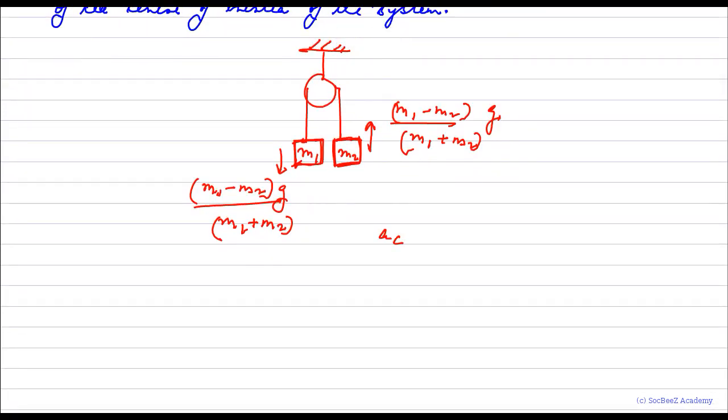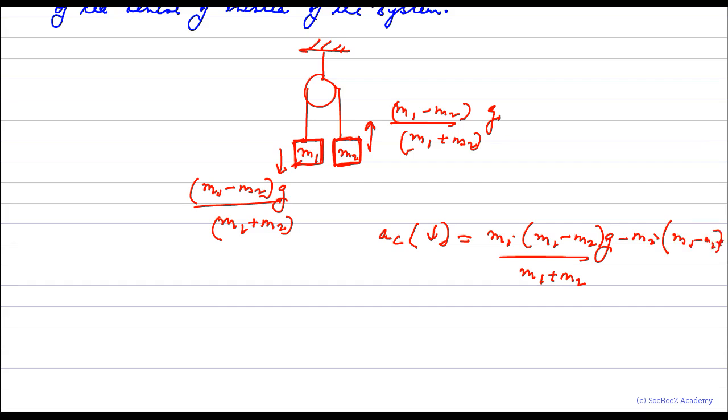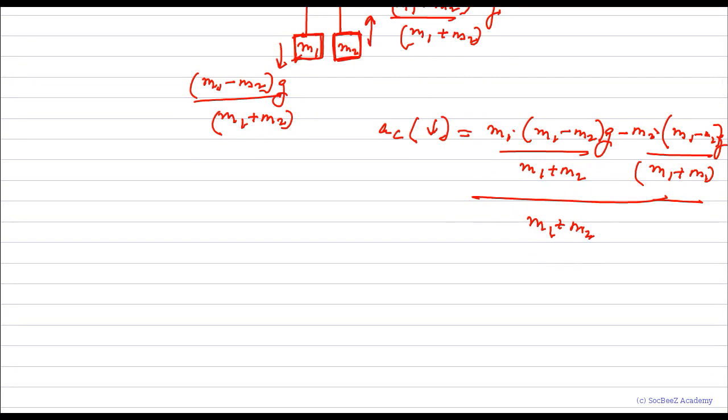Fine, so AC, if I take downward as positive, I'll write down AC is going to be equal to m1 into m1 minus m2 into g upon m1 plus m2, that is m1a1 plus m2a2. Since a2 is directed in the vertically upward direction, I'll write down minus m2 into m1 minus m2 into g upon m1 plus m2. Okay, this whole divided by m1 plus m2. Okay, so this is going to be the acceleration of the center of inertia of the system.